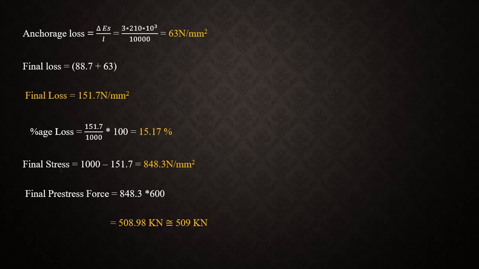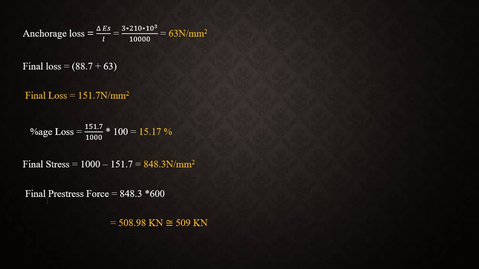Next is the final stress. The initial stress was how much? It was 1000. After the loss, what we should do is subtract the loss from the initial stress. So initial stress is 1000 minus the final loss, which is 151.7. Initial stress minus final loss will give you the final stress. Final stress is 848.3 Newton per mm square. This is the final stress.